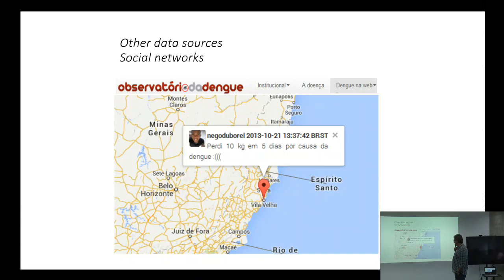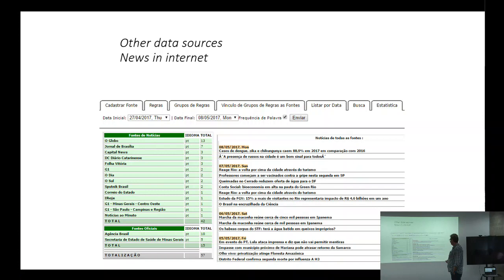I must say something about other informal social or voluntary data we can also collect. For instance, this is a tweet from Diego do Borel saying that he had dengue, probably. And if we have many of this information, we can say that something is happening with dengue in some areas. People from the Minas Gerais Federal University and Fiocruz in Minas Gerais are trying to treat this kind of data to detect outbreaks and so on.